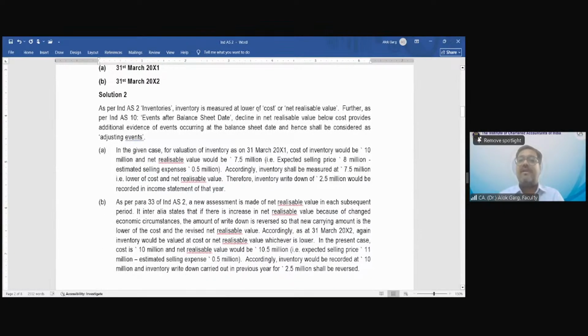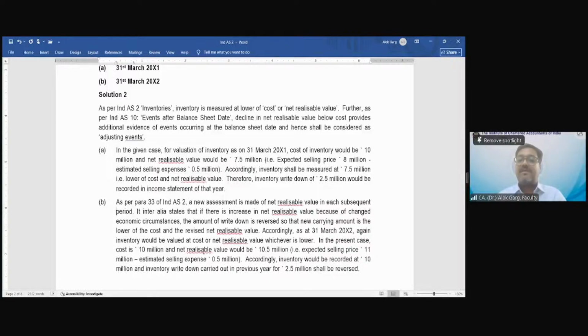So as per Ind AS 2, inventory is measured at lower of cost or NRV. Further, as per Ind AS 10, events after balance sheet date, decline in NRV below cost, provide additional evidence of conditions existing at balance sheet date and hence shall be considered as an adjusting event. In the given case, for valuation of inventory as on 31st March 1, cost of inventory would be 10 million, NRV will be 7.5 million. Accordingly, inventory has to be measured at 7.5 million and impairment loss has to be booked in the P&L for 2.5 million.